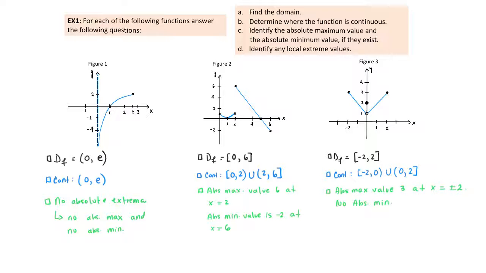So I am going to be looking for places where the derivative is equal to 0 or where the derivative is undefined. When I look at this figure right here, I don't see any mountains or valleys indicating that my derivative is 0, and I don't have any sharp corners or places where the derivative is undefined.